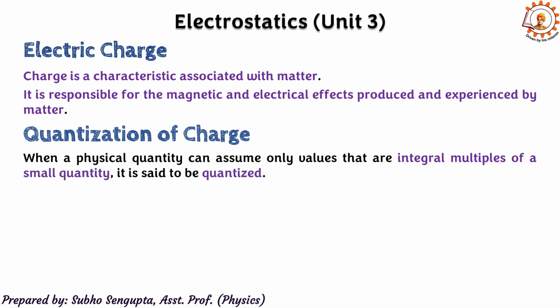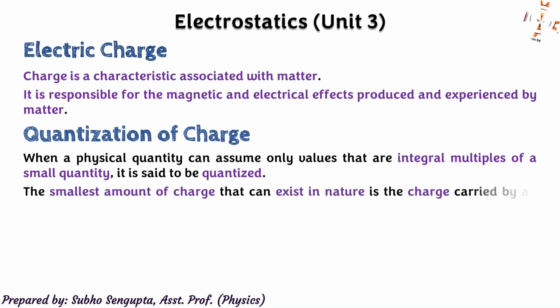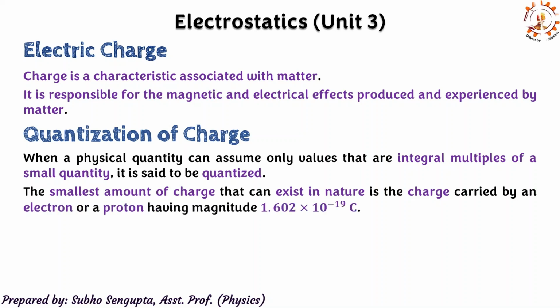Experiments have shown that the smallest amount of charge that can exist in nature is the charge carried by an electron or a proton. Its magnitude is 1.602 × 10^-19 coulomb. Since all these charge transfers are associated with the transfer of electrons, all charges on an object must be a multiple of the said value. So, quantization of charge simply means that when we say some object has a given charge, we mean how many times the charge of a single electron it has.